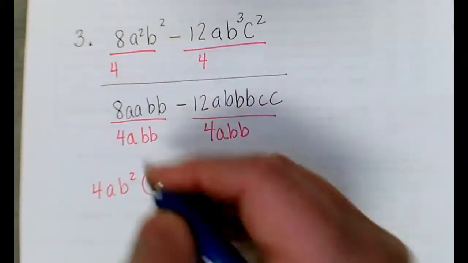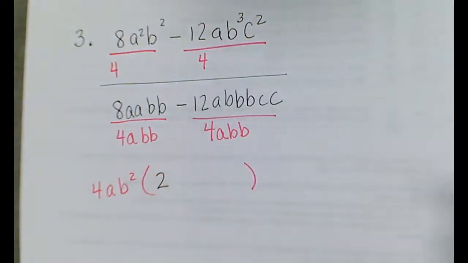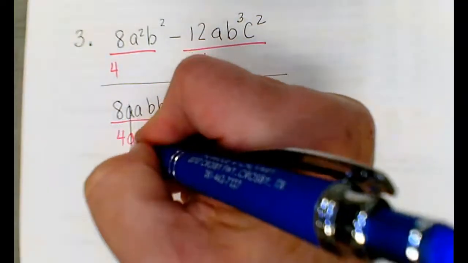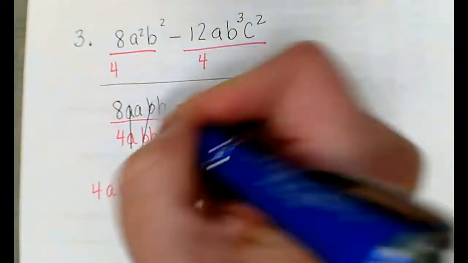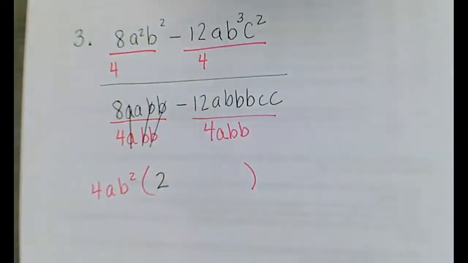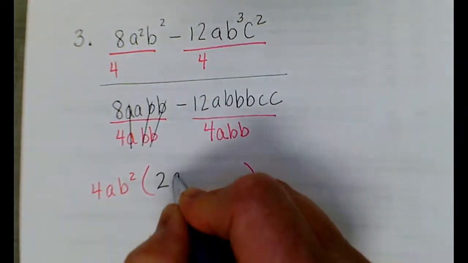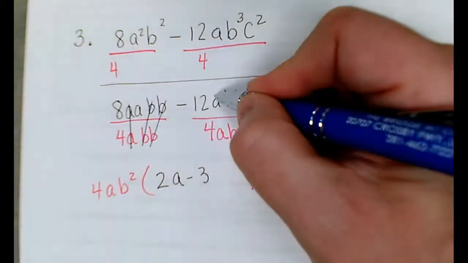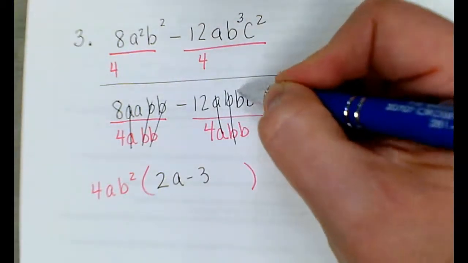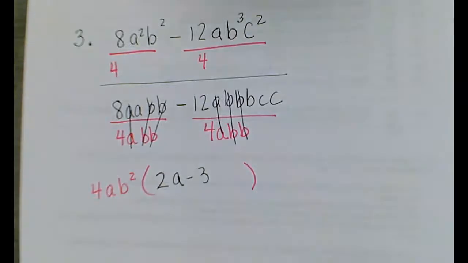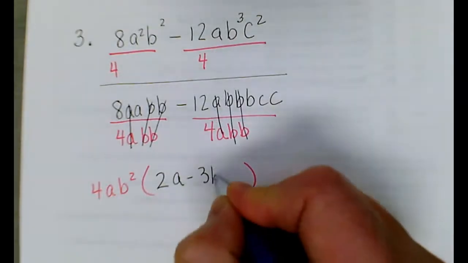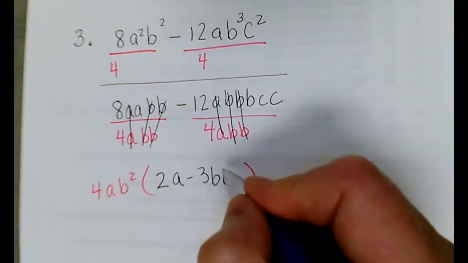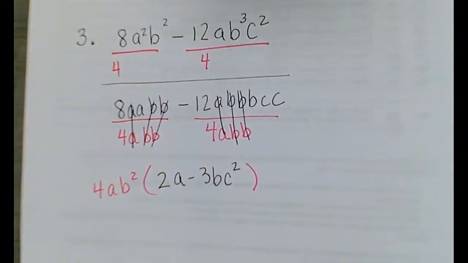8 divided by 4 is 2. This is going to cancel, this is going to cancel, this is going to cancel. What letter is left? 4 will go into 12 3 times. This is going to cancel, this is going to cancel, this is going to cancel. c squared is left.